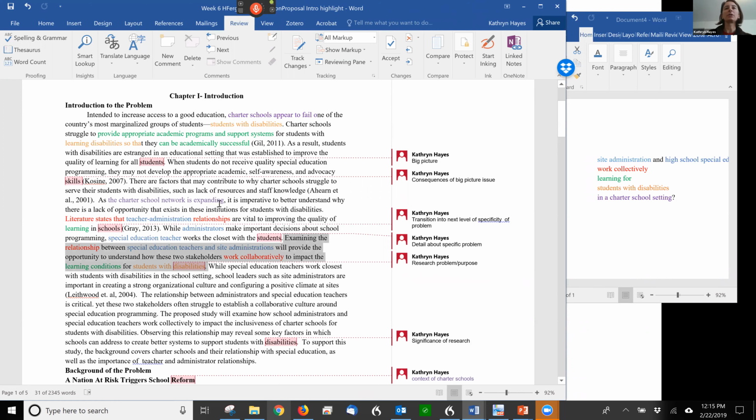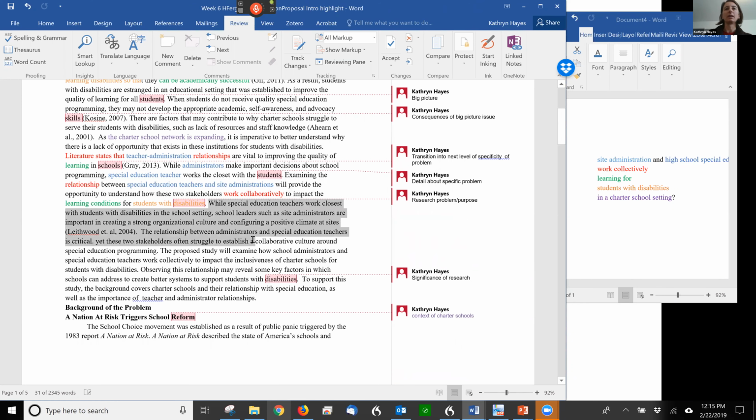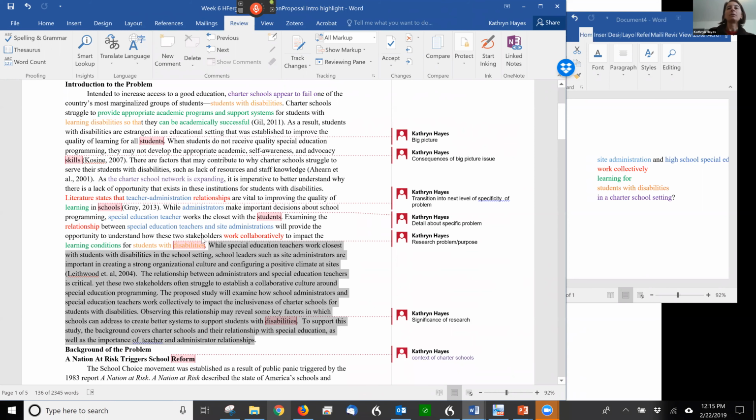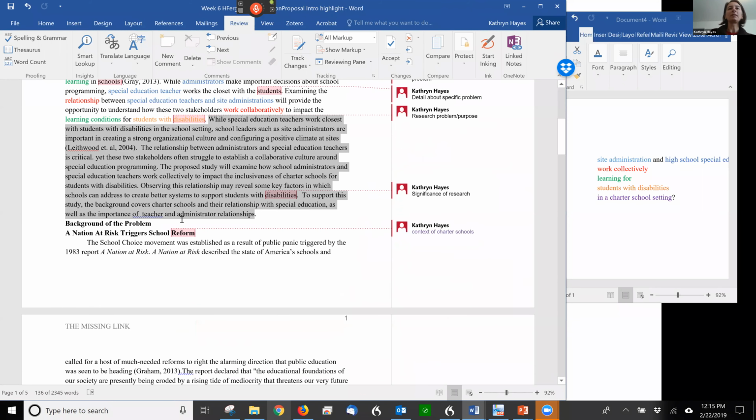Now then, underneath, she goes on to make an argument about the significance of the research. So you can see where in her introductory paragraph, she actually lays out the entire introduction in summary format, right? The problem of practice broad, the problem of practice narrower, the research problem or purpose, and the significance of the research, right? So then she gets into the background of the problem.